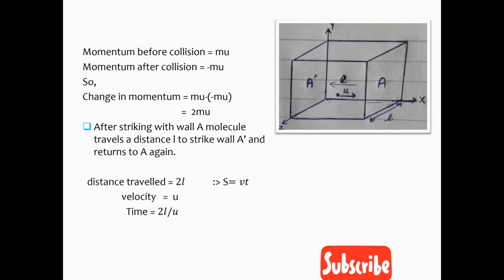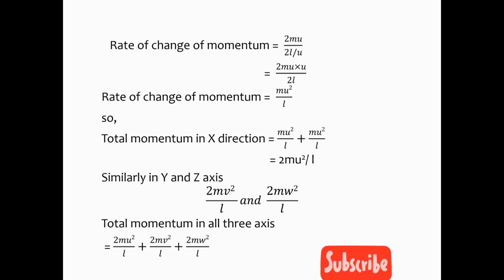After striking the wall A, the molecule travels distance L and it strikes the wall A bar and returns to A again, covering distance L. So the total distance traveled by the molecule is 2L. And we know that the distance is equal to velocity into time. Velocity is u and distance traveled is 2L. So we can calculate time, that is 2L over u.